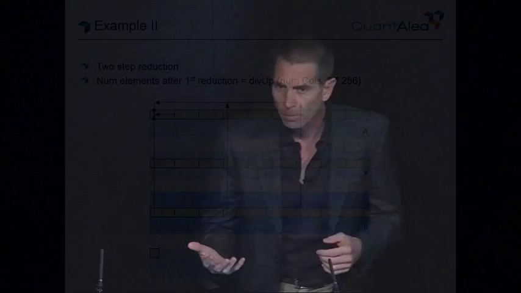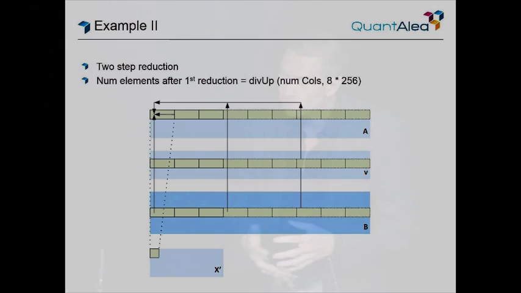Now, how can you do that? One approach is to use some performance primitives and build on those. The idea is, first of all, you do a two-step reduction. You reduce your big matrices into a small one, X prime, which you then reduce in one step down to the result. So the interesting thing is how you reduce A, V, and B to X prime.